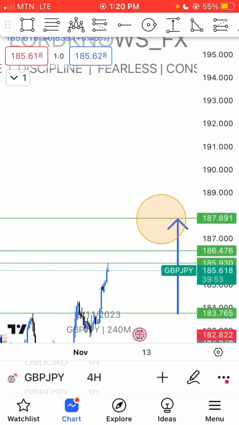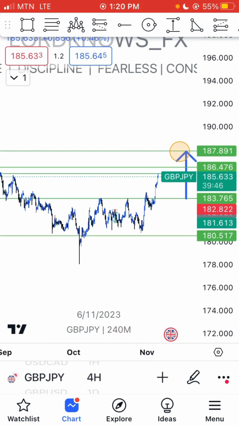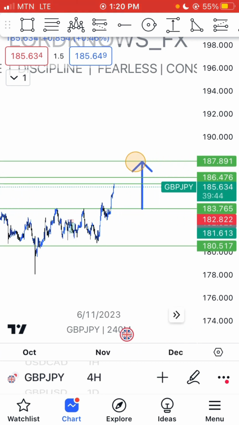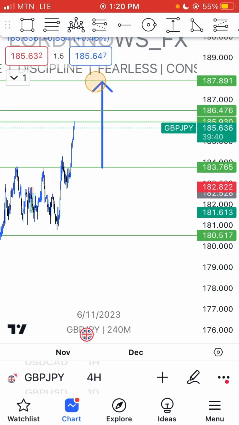Me, I'm waiting for a sell, so I won't go for the buy. I'm waiting for the sell because it would be very, very interesting.